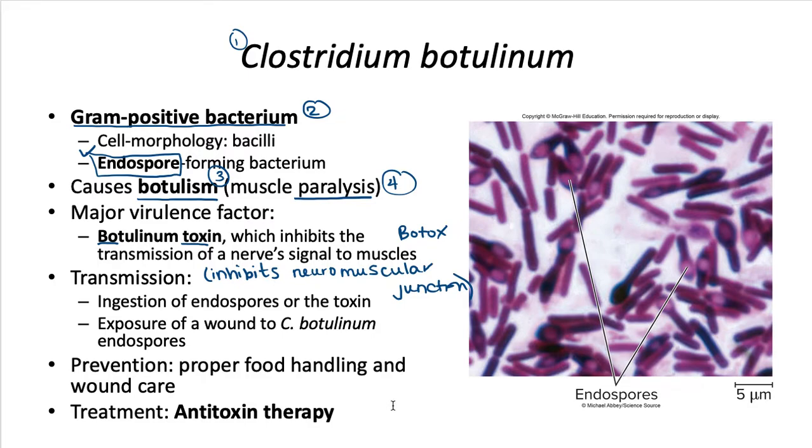Even though it's a bacterium, antibiotics will rarely help with the infection because it won't cause symptoms until after it's already grown and formed the toxin. Once the toxin is formed, antibiotics may kill the bacterium, but it won't get rid of the toxin. So there is an antitoxin therapy which neutralizes the toxin that has been formed by Clostridium botulinum.